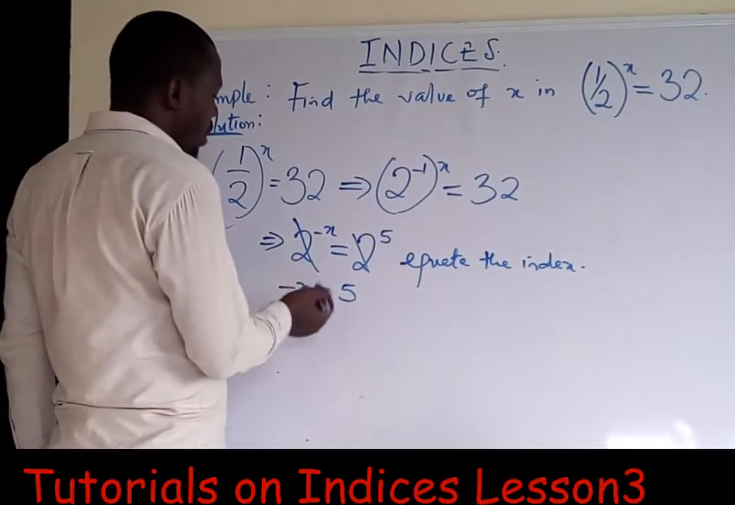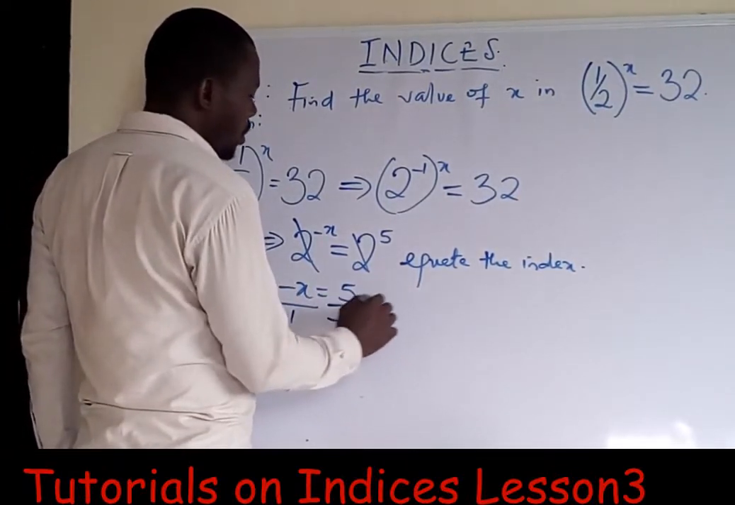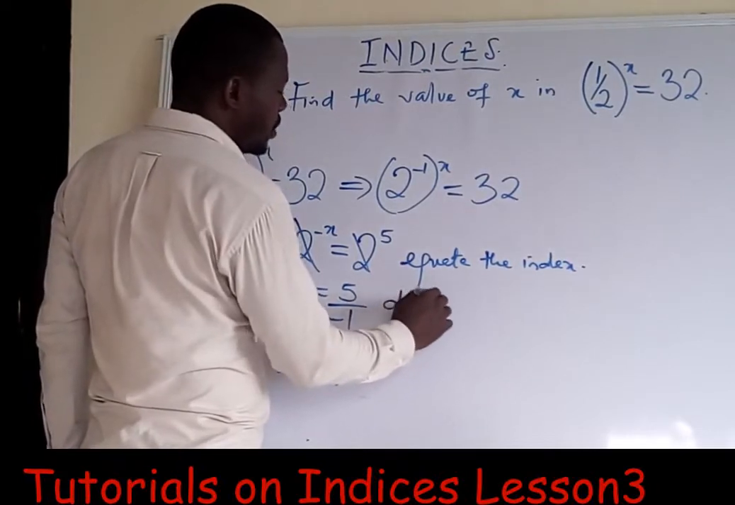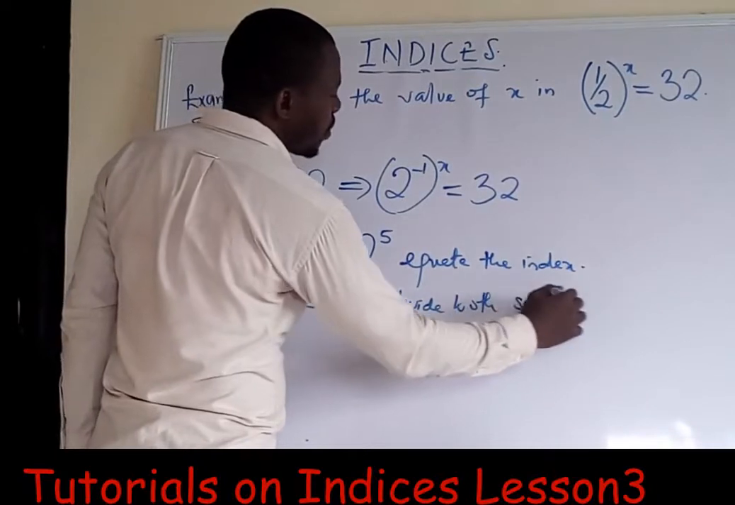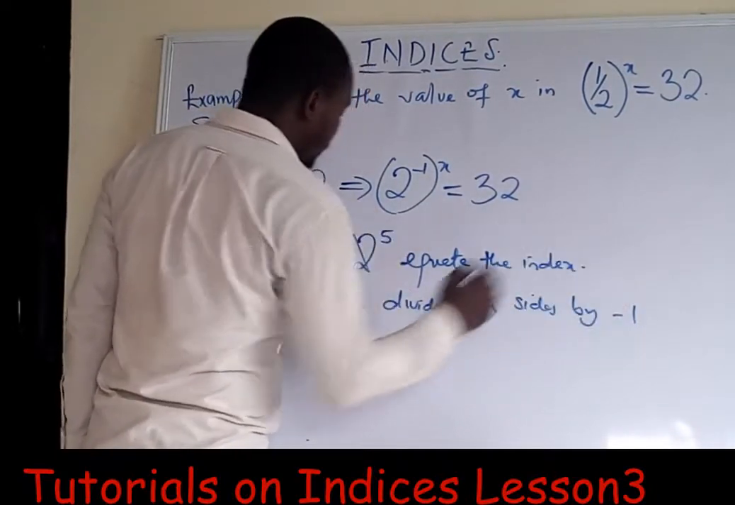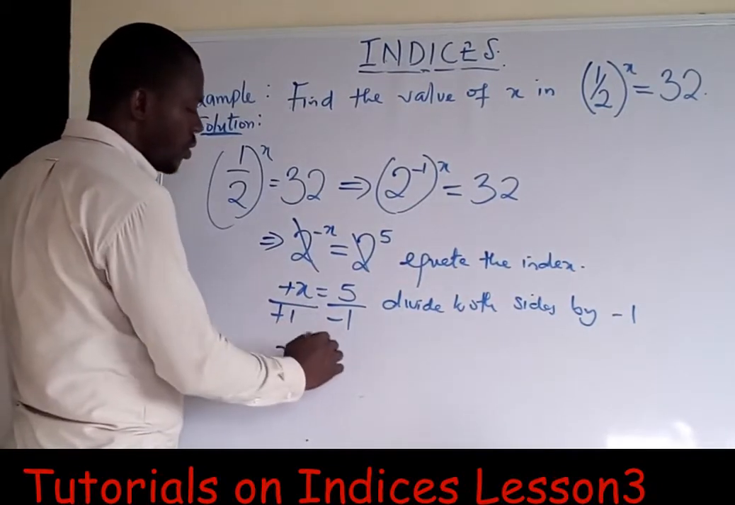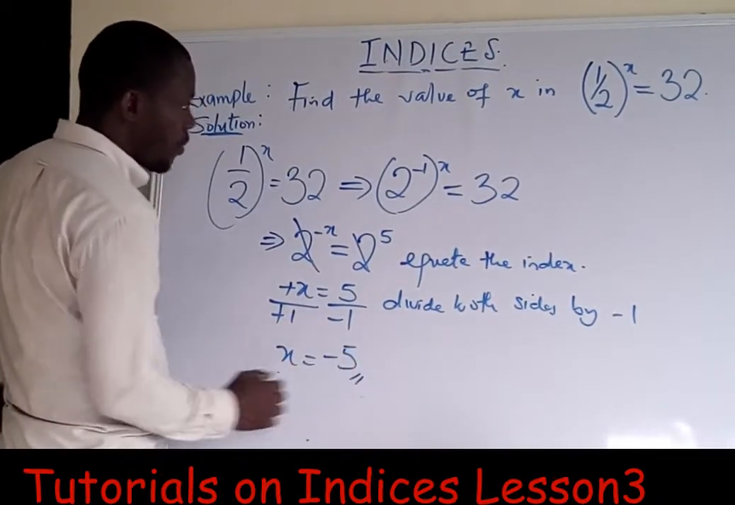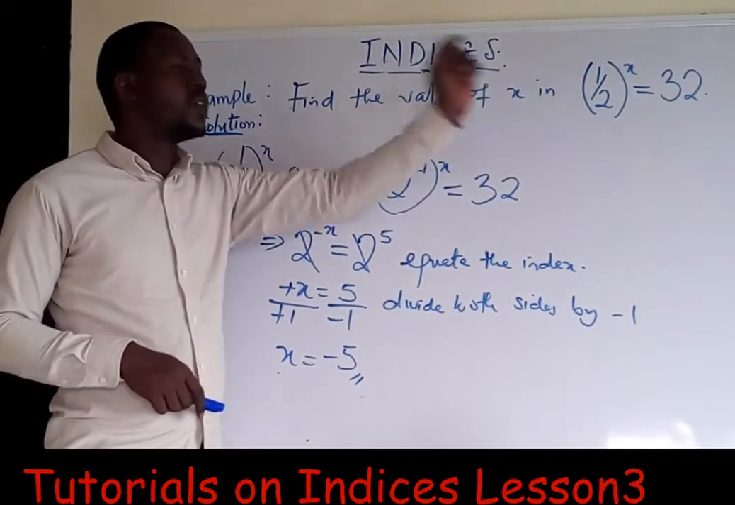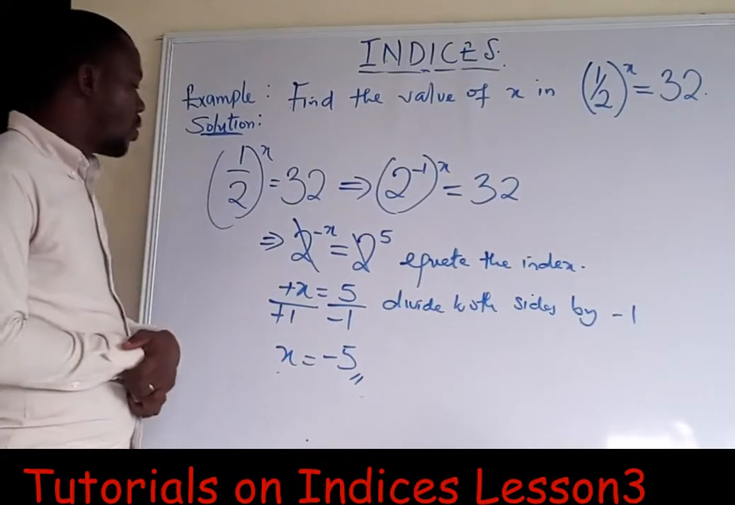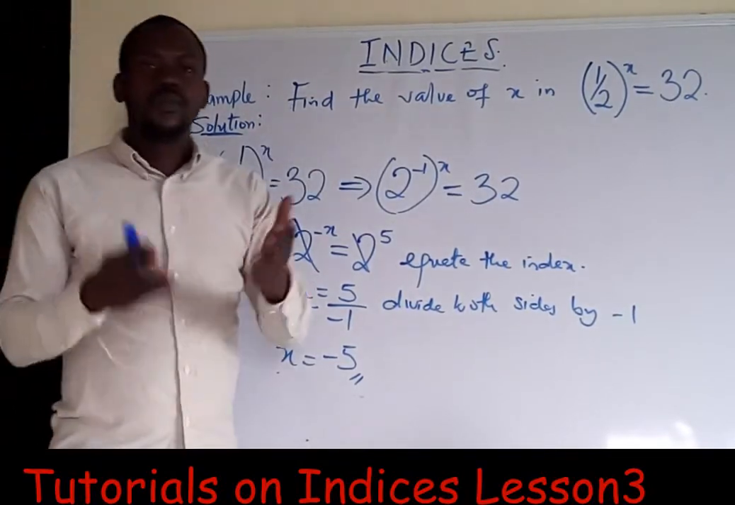And then I can divide both sides by minus 1. Minus 1 cancel minus 1. I have x equals to minus 5. And that is our answer here. So, if you put minus 5 there, you're going to get 32 as your answer in that particular equation.